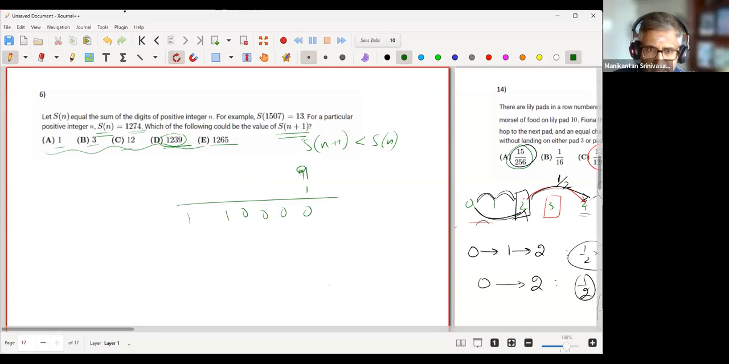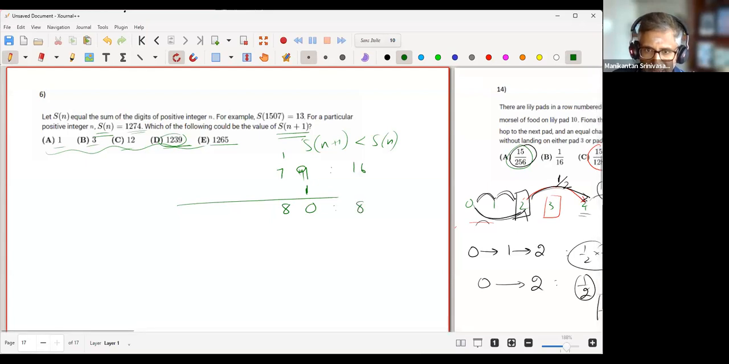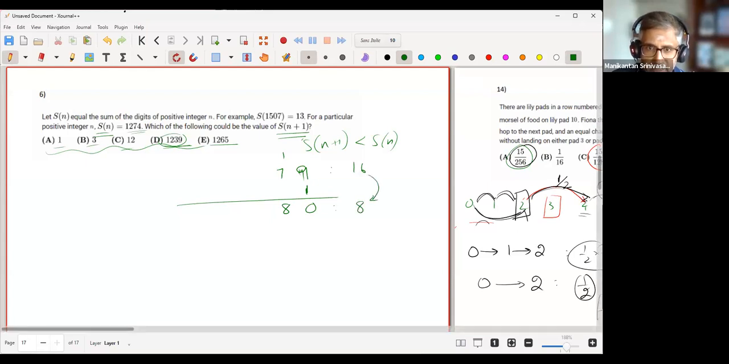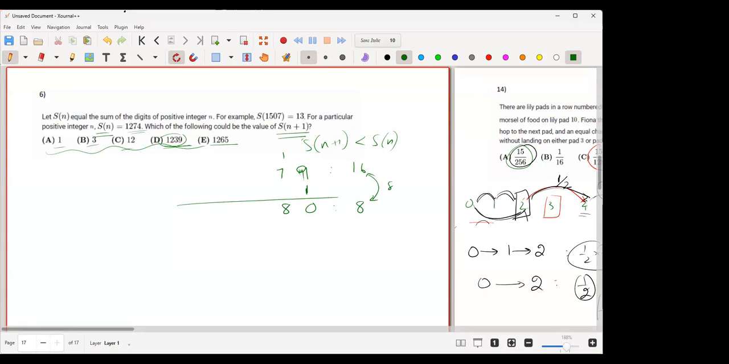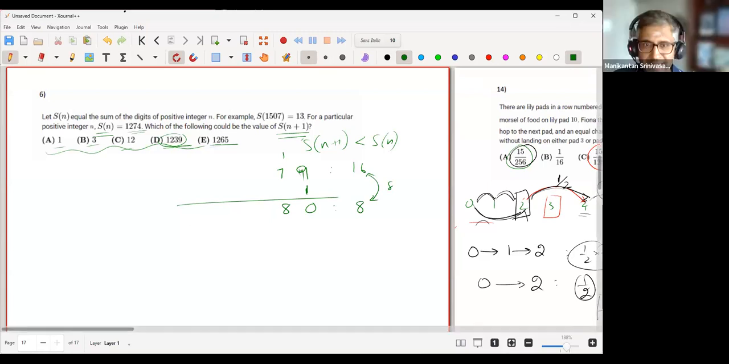So basically you're saying if this ends in 9, okay? So let's say this digit is something else like 7. When you add 1, I get 0, and then I borrow 1, I get 8. So 7 plus 9 was 16, whereas 8 plus 0 is only 8, and this difference is 8. So I expect S of n plus 1 should be 8 less, which is 1266, whereas it's 9 less.